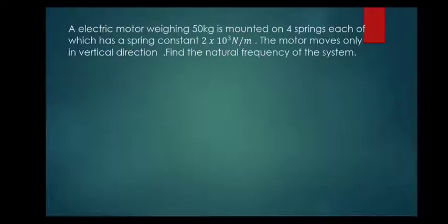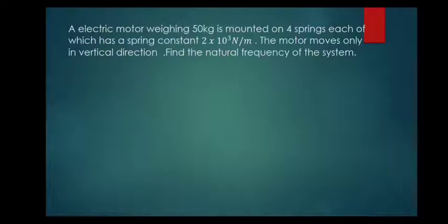The next problem: an electric motor weighing 50 kg is mounted on 4 springs, each of which has a spring constant of 2 into 10 to the power 3 Newton per meter. The motor moves only in the vertical direction. Find the natural frequency of the system.